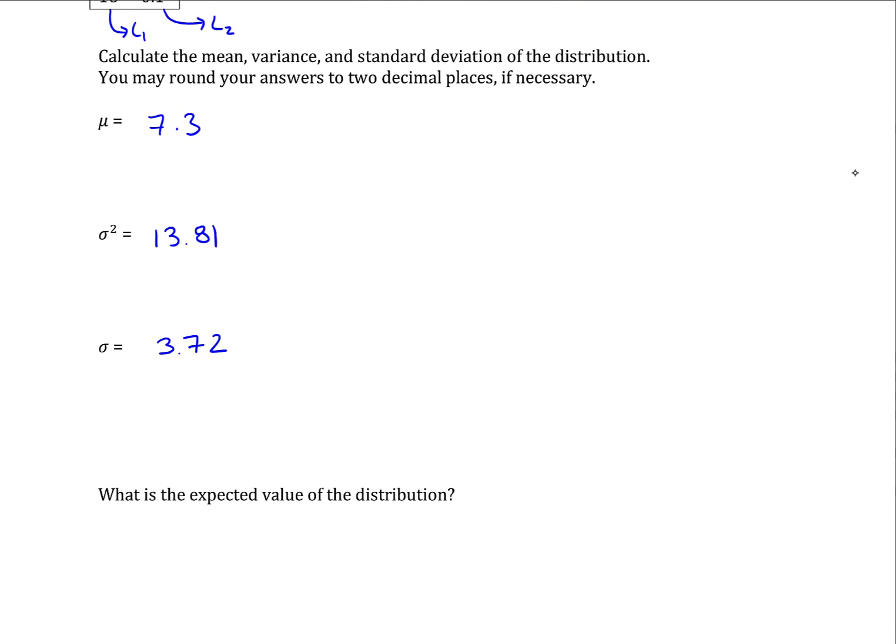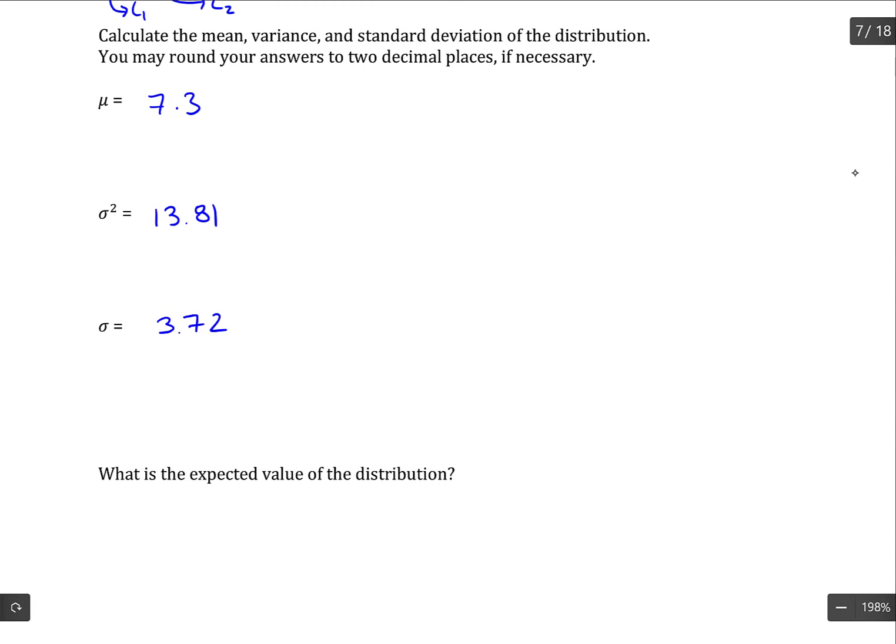The last question asks, what is the expected value of this distribution? Well, one thing that you should understand is expected value, oops, don't need a sigma there, but an E. Expected value is just an interpretation of the mean of the distribution. So we're really just looking for the value of the mean. So in this case, the expected value is just 7.3.